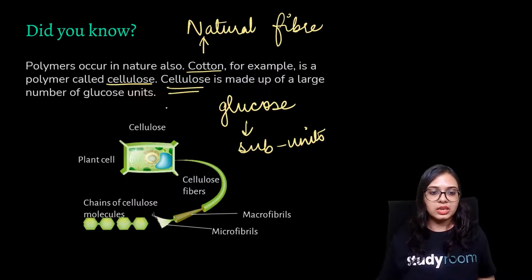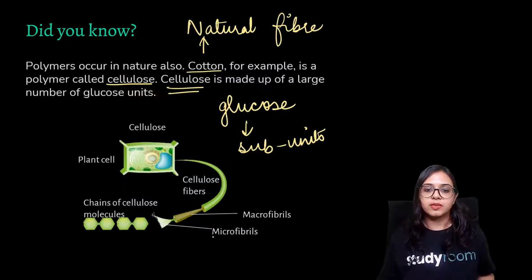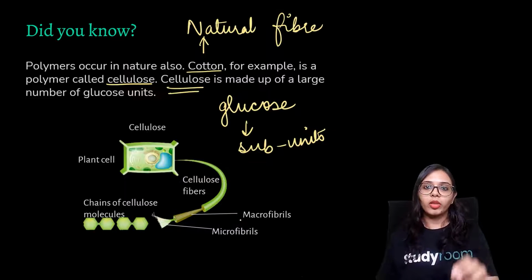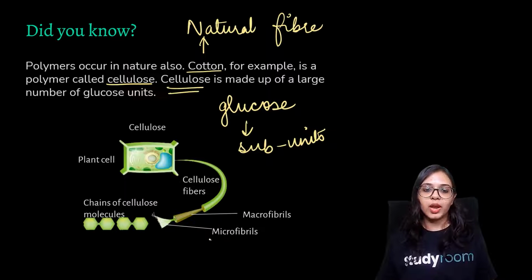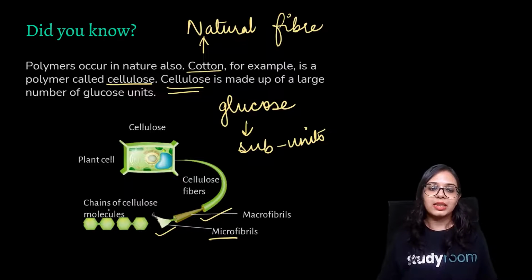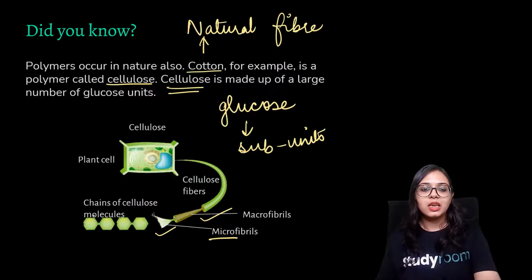Like you can see here in this picture, from the plant cell we get cellulose. There are these macrofibrils and microfibrils. So this is the larger chunk and this is the smaller chunk. And then these are the chains of cellulose molecules. So we are getting these small chains of cellulose molecules in these microfibrils.